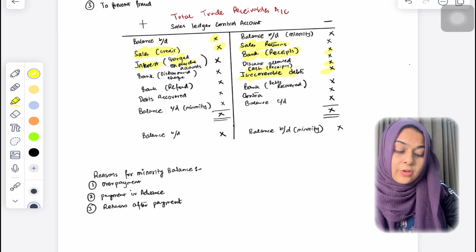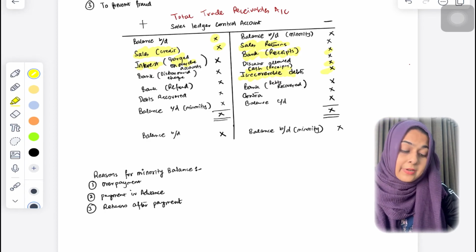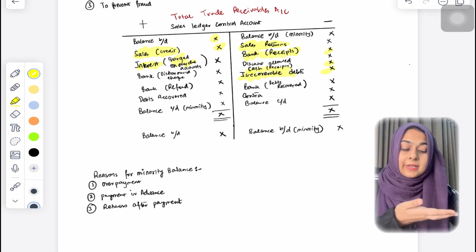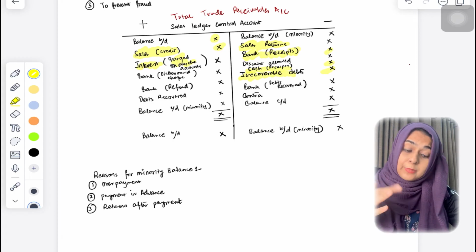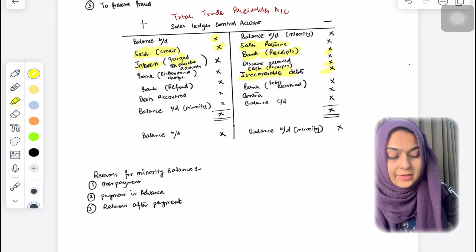And when the check got dishonored, I had to reverse the entry, and I did Anna debit, that is my trade receivable, and bank credit. So this is the entry for dishonored check. My trade receivable is credited when I have received the check, but when the check got dishonored, trade receivable will be debited again.